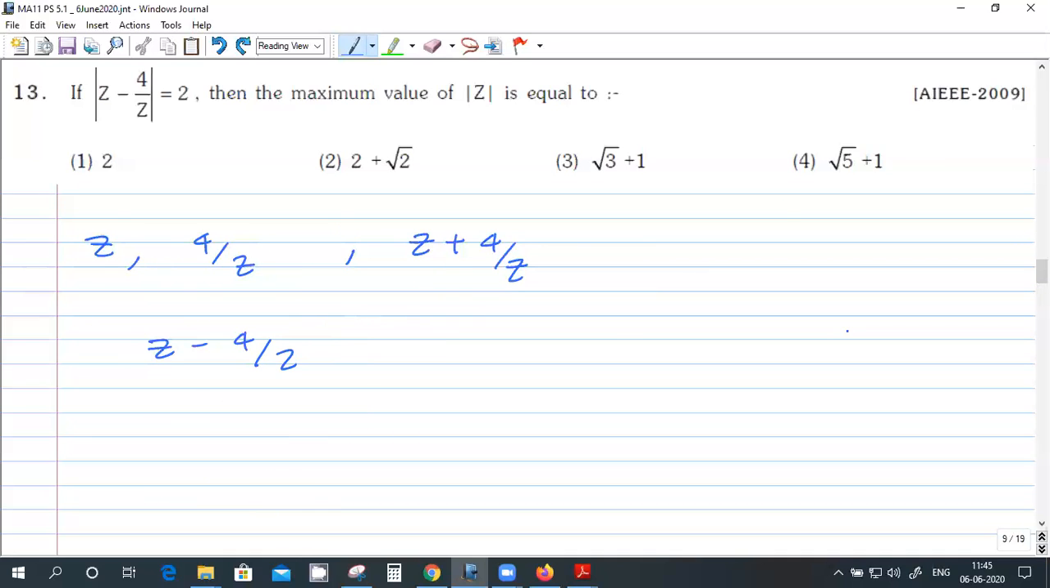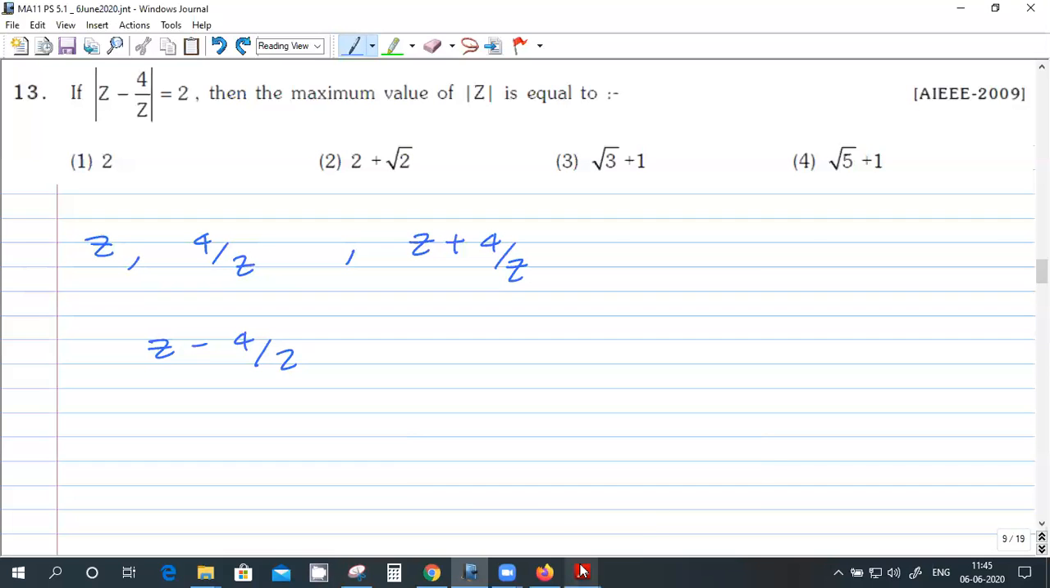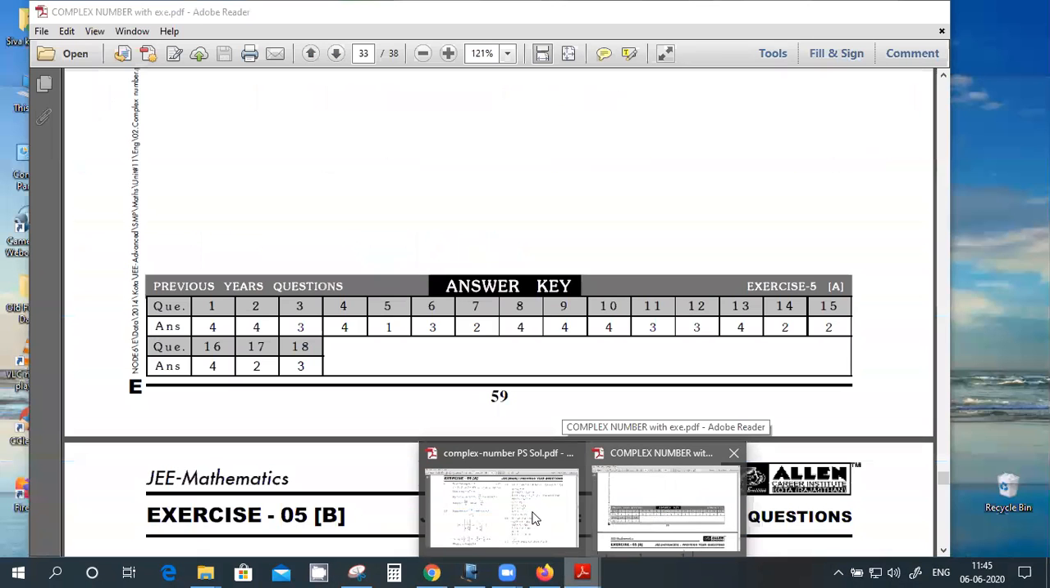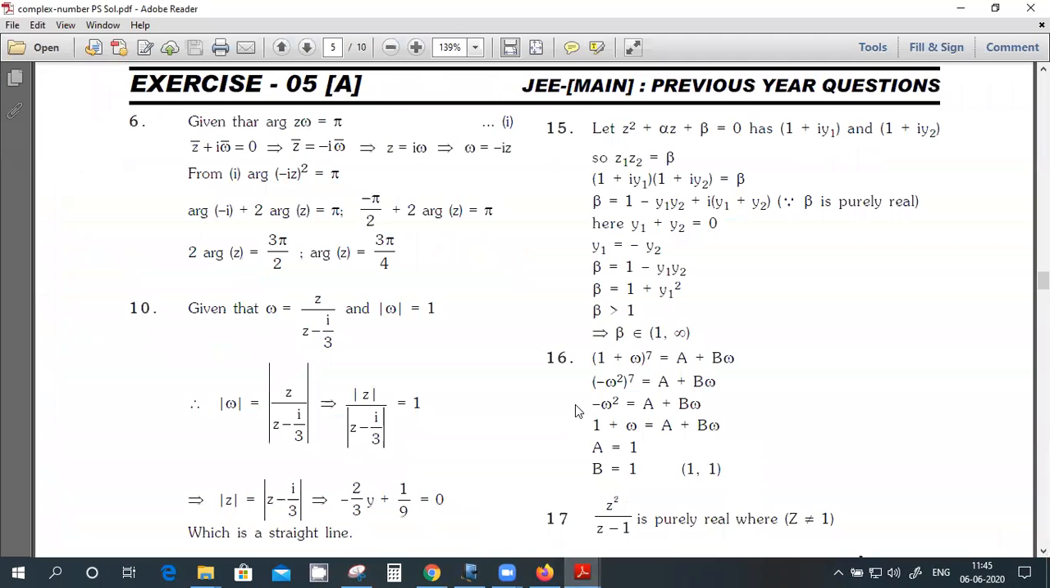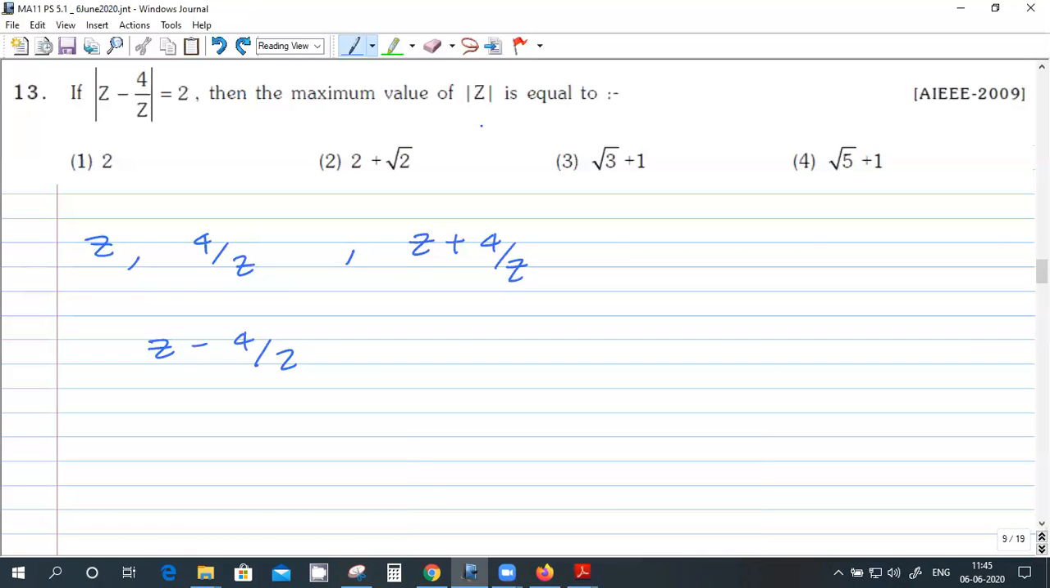So can you explain? I'm trying to use a triangle property. Just a minute. Working, right. Yes. Yeah, I made a mistake here.